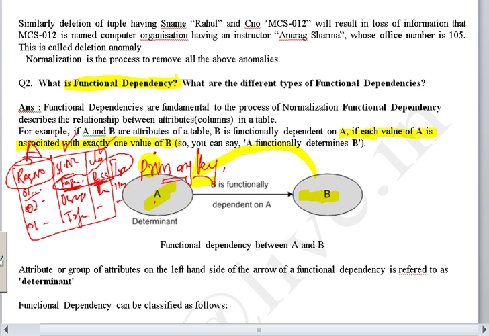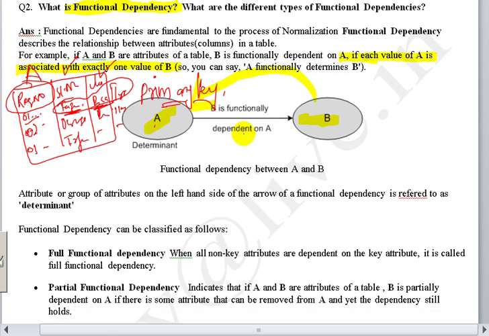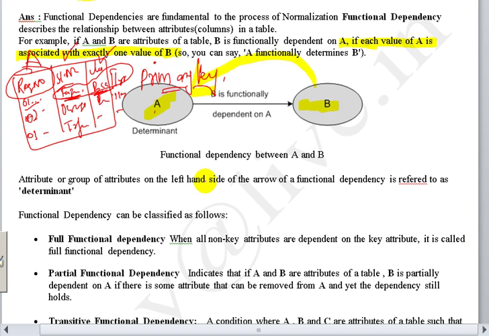So we say A functionally determines B. This A is functionally determining B, because A exactly tells me which B. My primary key exactly tells me which other attributes I want to know. So A functionally determines B. No more confusion, I guess. Clear? Okay.